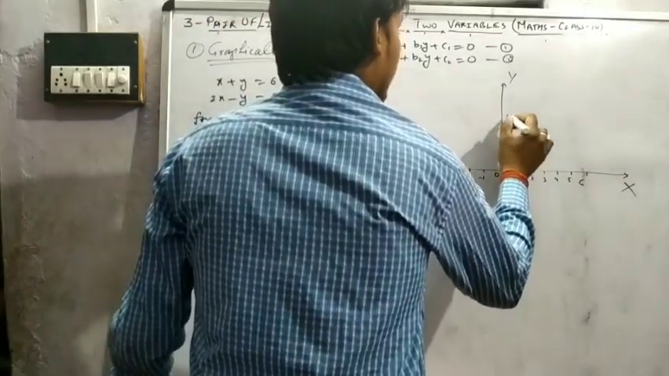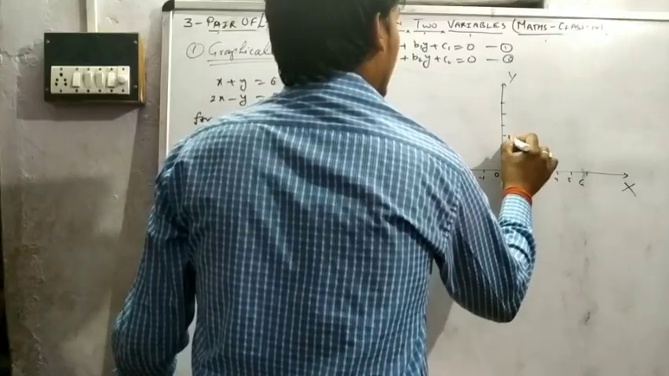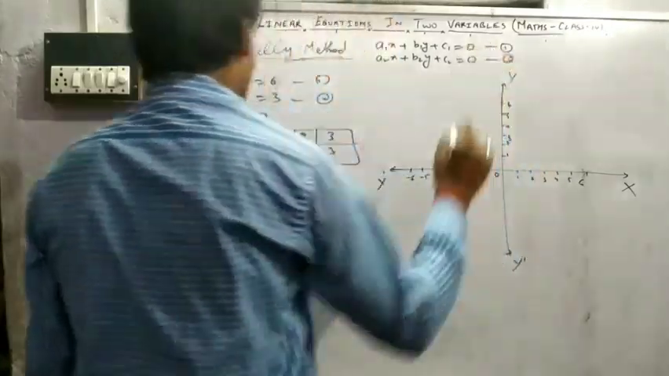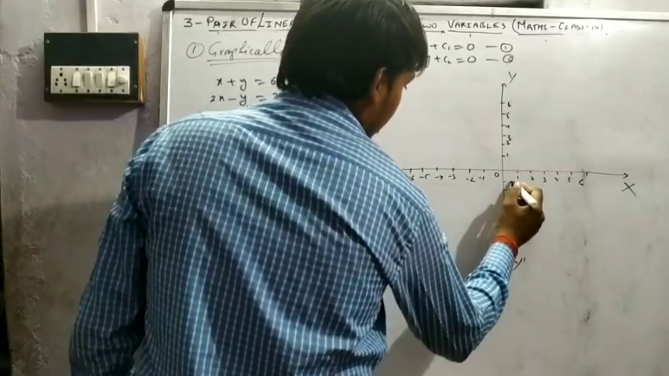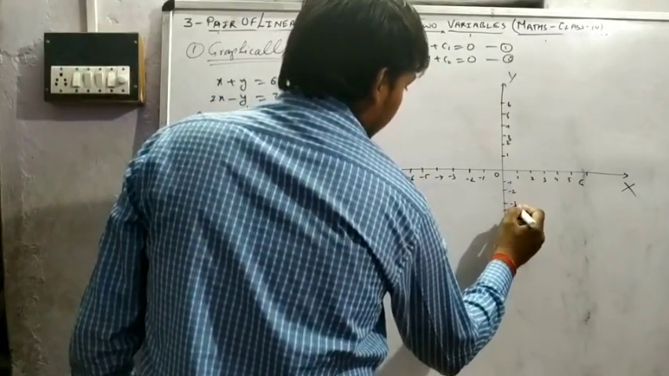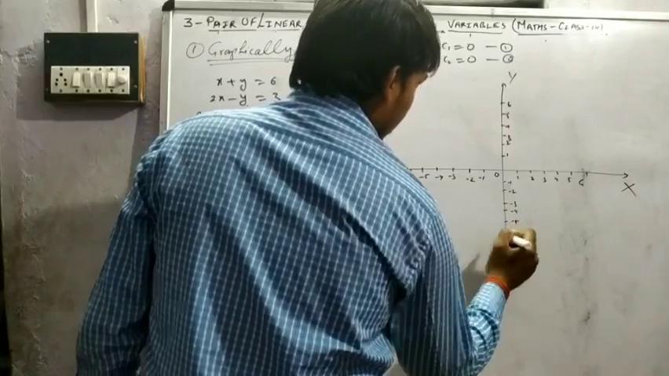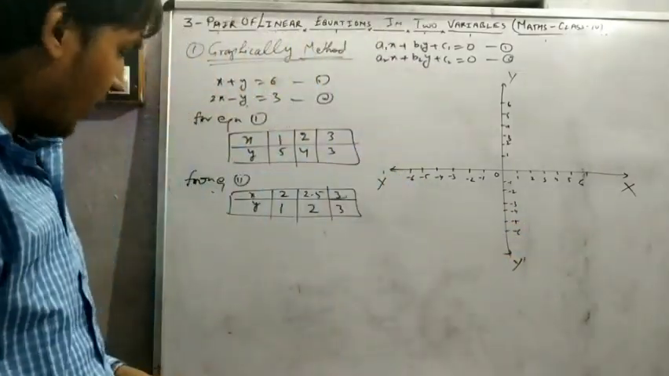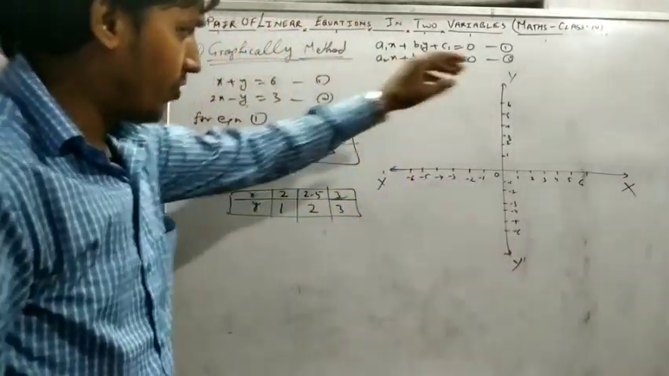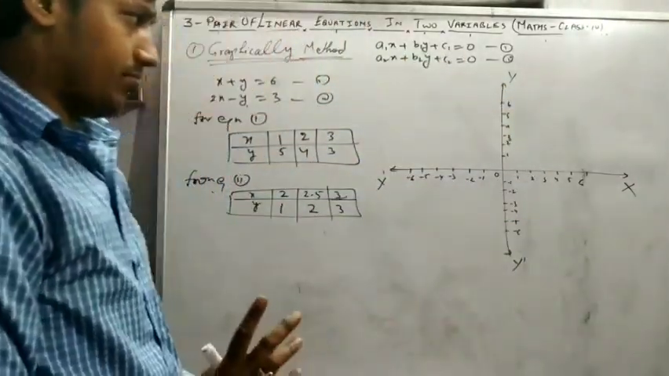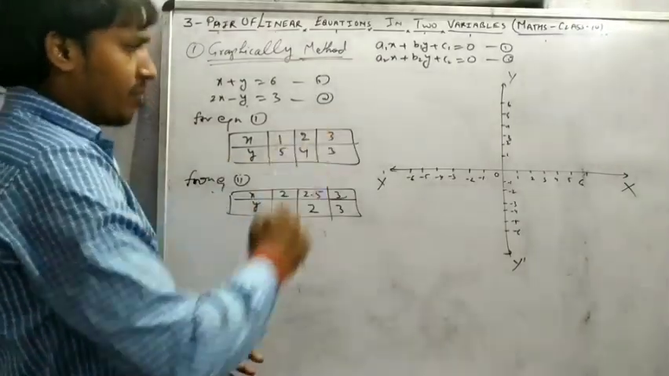Up are the positive y values 1, 2, 3, 4, 5, 6. Downside are the negative y values. There is no need for this, you can leave it. You only draw the first quadrant, that is your way. Then plot one by one.